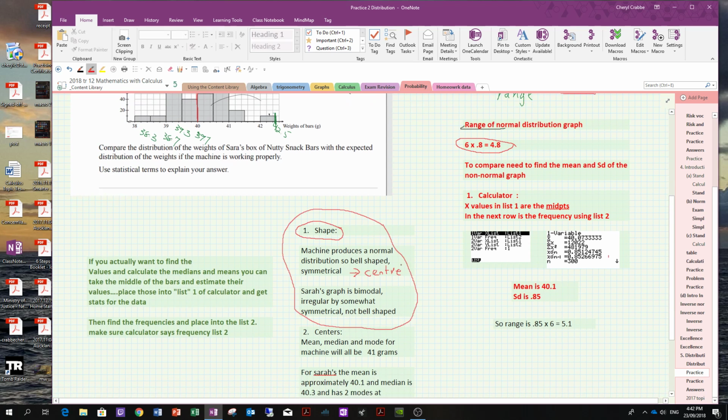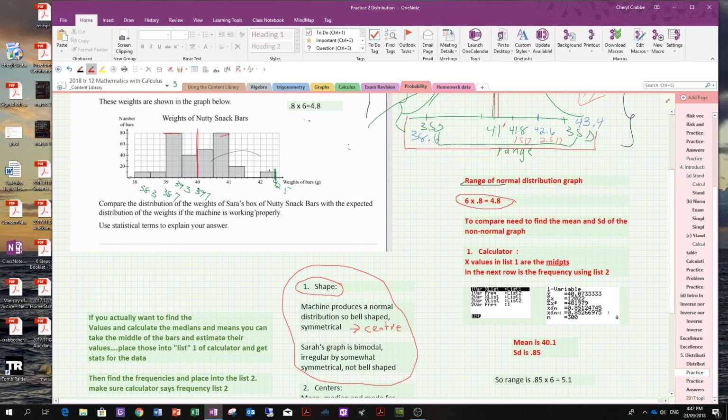You don't need to write a book, but that just gives us some things. You might be able to come up with some other things around the shape, but that highlights the idea that a normal distribution is bell-shaped and symmetrical. The means and medians and modes are all in the same place in the center of the graph, and then you compare that against Sarah's graph.